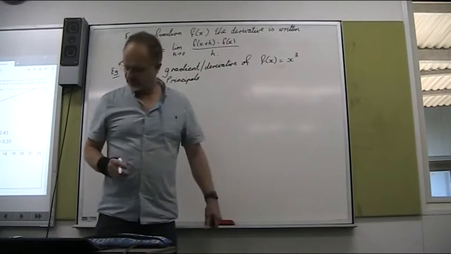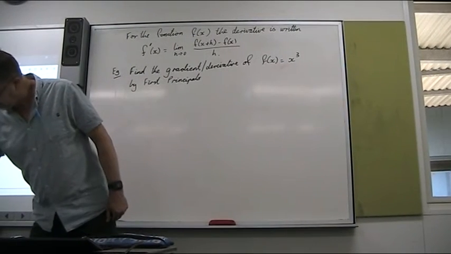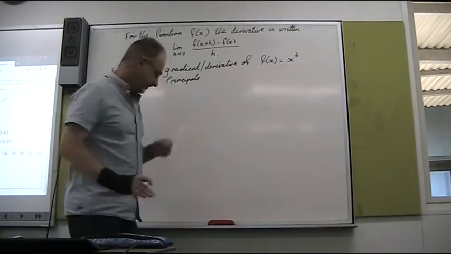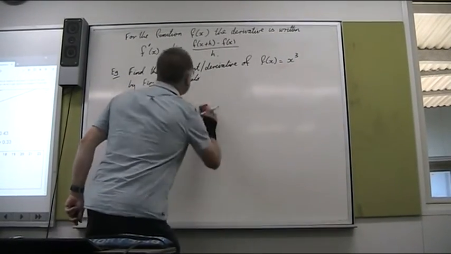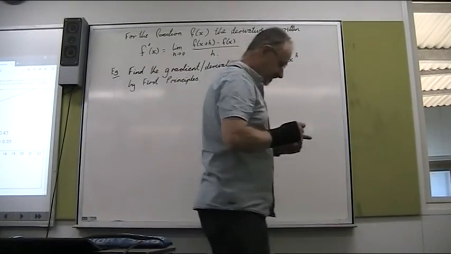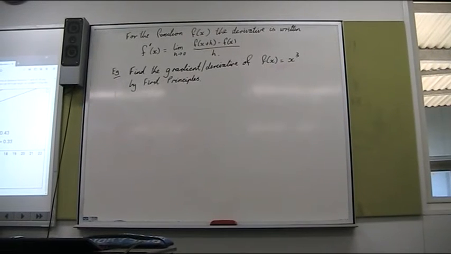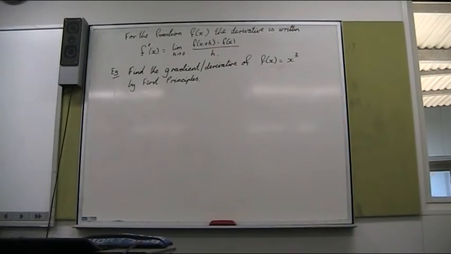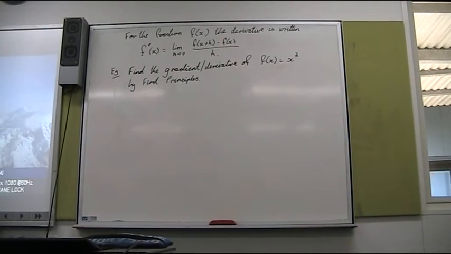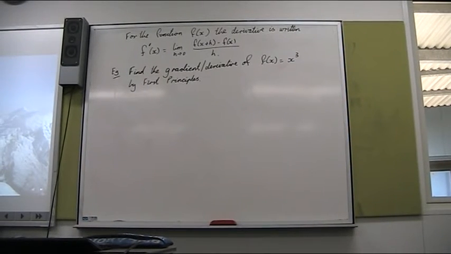I've used the right principle, let me check all these words. No. There's the wrong one. So this process that I'm going to do is what's called finding it from first principles. And normally, as I said, in non-COVID years, we'll get you guys to do this, but I'm going to do it. All right, so it says find the gradient/derivative of f of x equals x cubed by first principles.